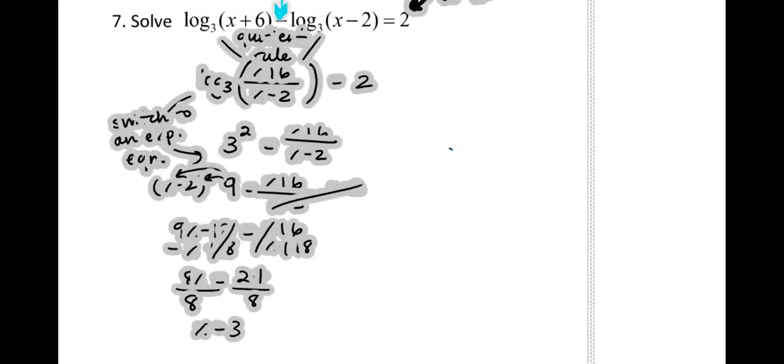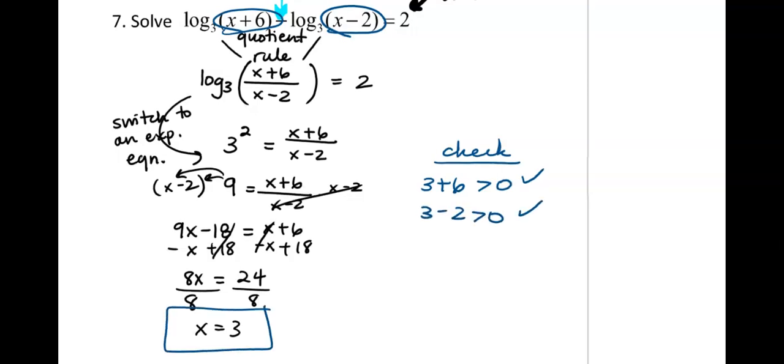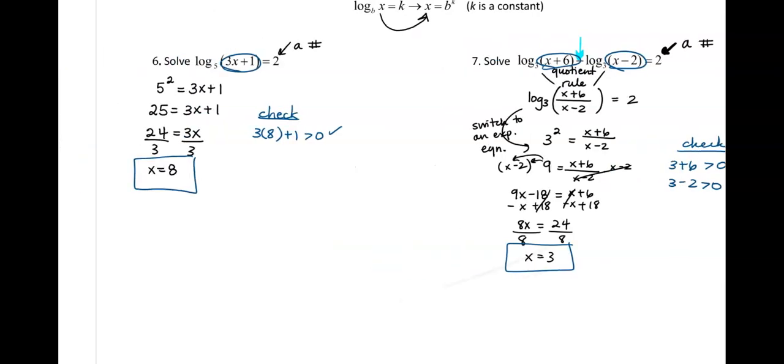And then we have to go and check. So I'm going to take our potential solution of 3 and plug it into the insides of both of our logarithms to verify that they do not violate the domain and confirm that x is equal to 3 is a solution of this equation. Moving on to our last example, example 8.